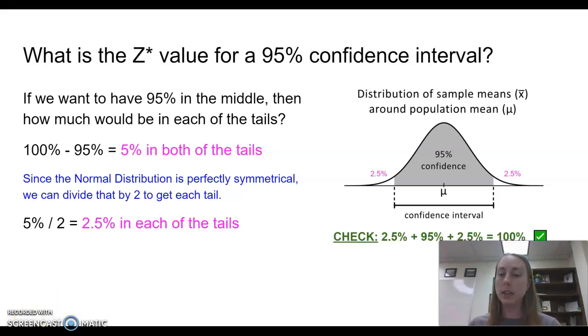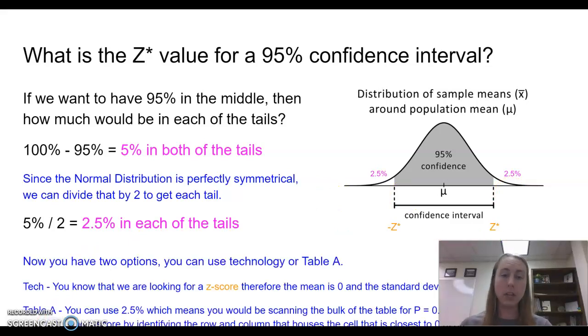We can do a quick check that says 2.5 plus 95 plus 2.5 does equal 100. So it has to equal exactly 100, and then we know we've done it correctly. The area under the normal distribution is equal to 1 or 100% because it's a density curve. So we can check that we've calculated our tails correctly. We have 2.5, 95 in the middle, and then 2.5% on the end.